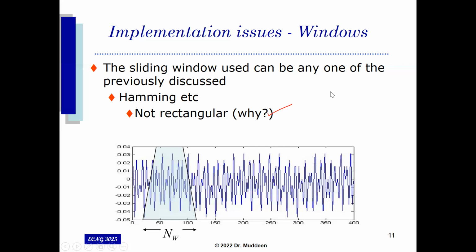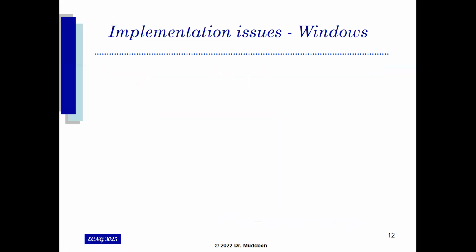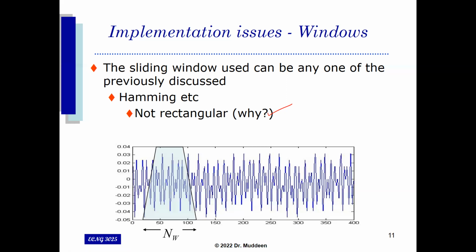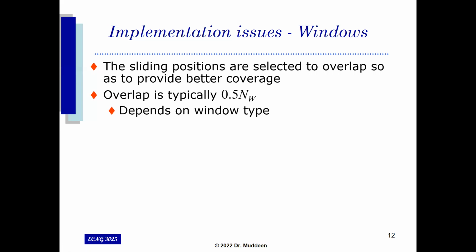So the window size in terms of samples is capital N subscript W, because we're distinguishing it from the overall length of the particular signal in terms of samples, right? You remember you're sliding the window. After you've taken this, you slide the window down to another point. And you select the windows so that they overlap to get better coverage, typically half of the width of the window, right? So this is what you're trying to do.